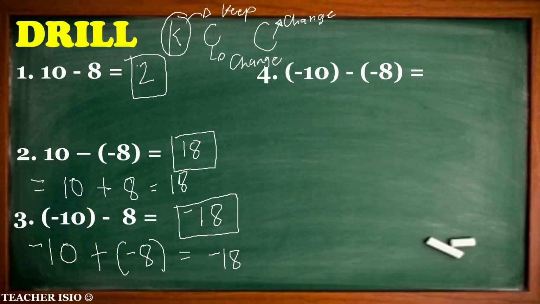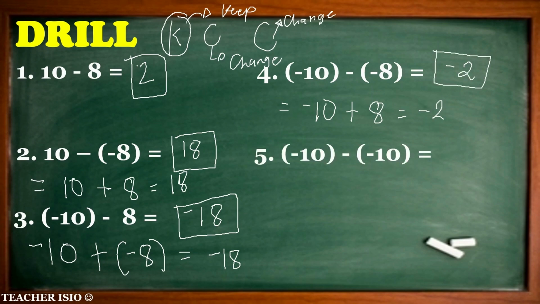Again, keep the minuend. Just bring down. Change the operation into addition. Since negative 8 is our subtrahend in given 4, we change the sign. Negative becomes positive. So, what is negative 10 plus 8? Negative 2. That's correct. Therefore, negative 10 minus negative 8, we have negative 2. Next, we have negative 10 minus negative 10.